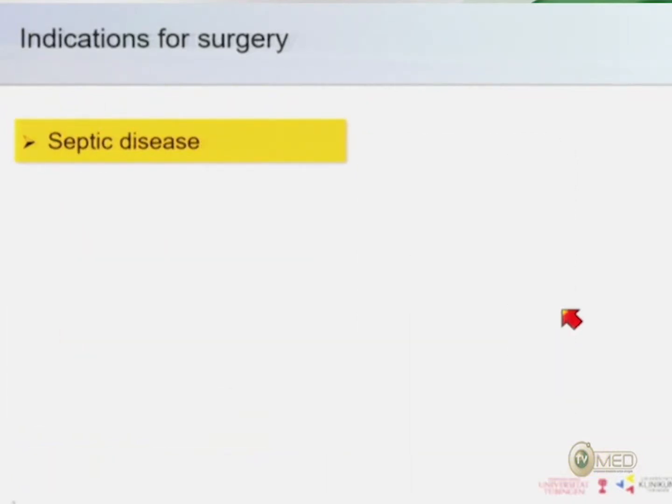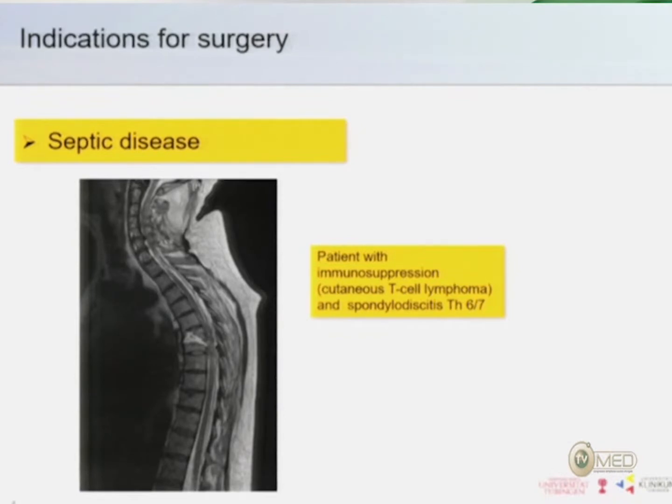Another indication is septic disease. If you have a septic patient in the intensive care unit, you have to do surgery. This is a patient with immunosuppression, lymphoma, and this spondylodiscitis T6-7. And if you look here, you can see the epidural abscess from L1 up to the occiput, and there is another abscess in the muscles at C1. So, of course, these are indications for surgery.